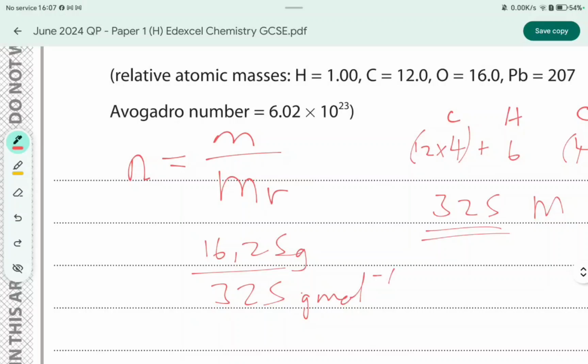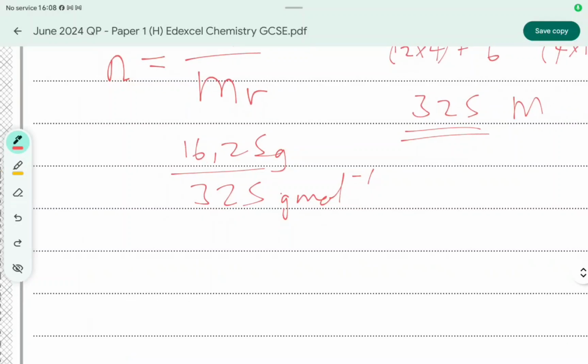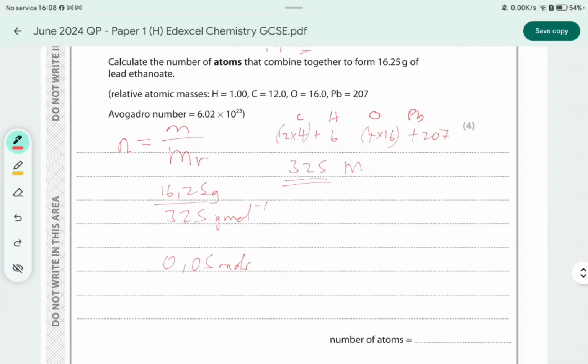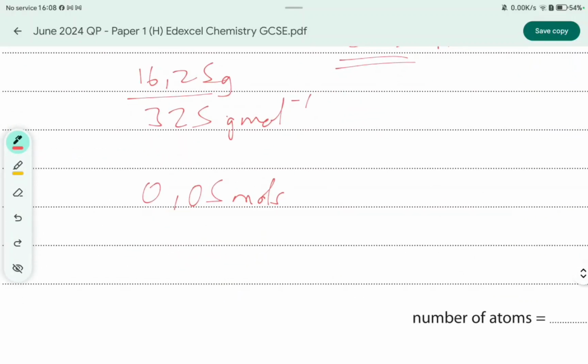It's taking a bit of time, but if you divide these two, you get 0.05 moles. And please do remember, in 1 mole of substance, we have 6.02 times 10 to the power 23 particles.